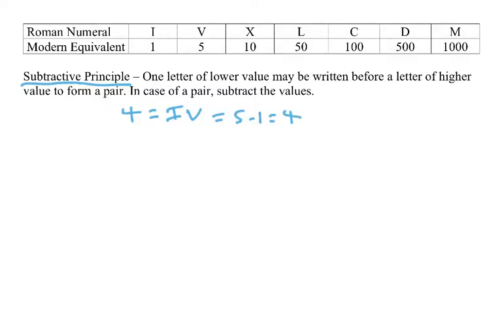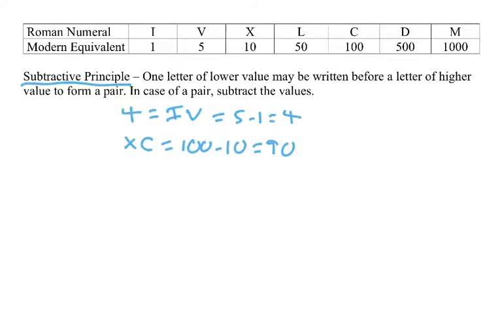Here's another example. If I had, let's say, XC, the X represents 10, the C represents 100. So again, you've got a smaller value in front of a larger value. You're going to subtract. You would think of this as 100 minus 10. So XC is the way you represent the number 90. Let's do one that's just a little bit more elaborate here.